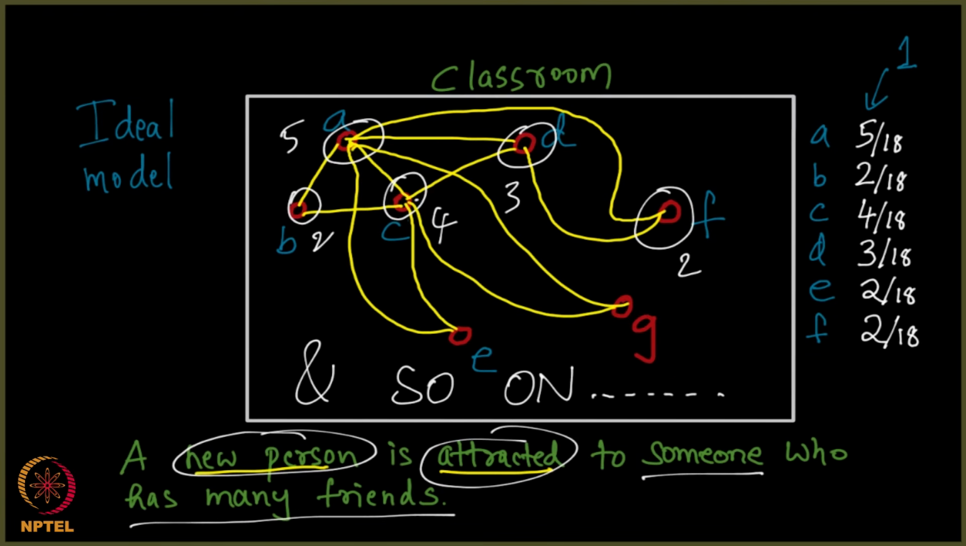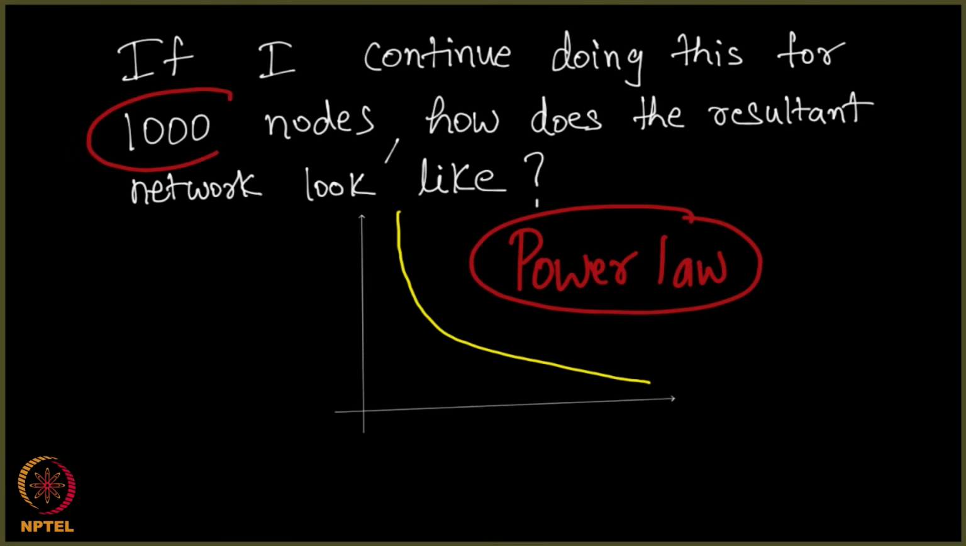You see, nodes who already had higher probability had the propensity to attract new nodes, right? If this continues for 1000 nodes, you will observe that higher degree nodes will become more and more, the degree will become higher and higher for nodes whose degree is already higher. Okay, I repeat that so that it's clear to you. Okay, so let me just write that here.